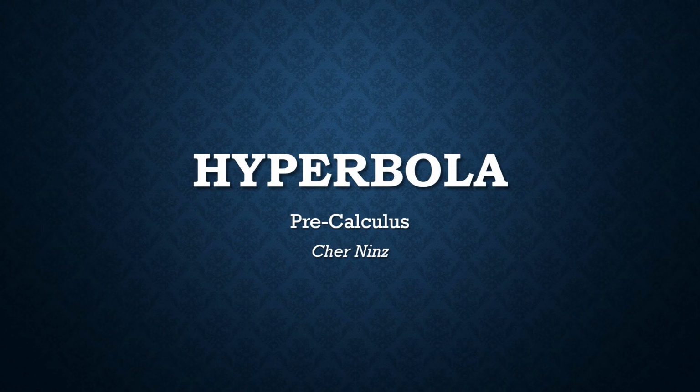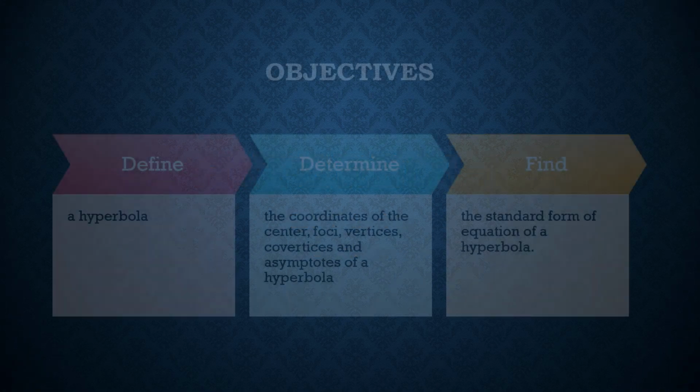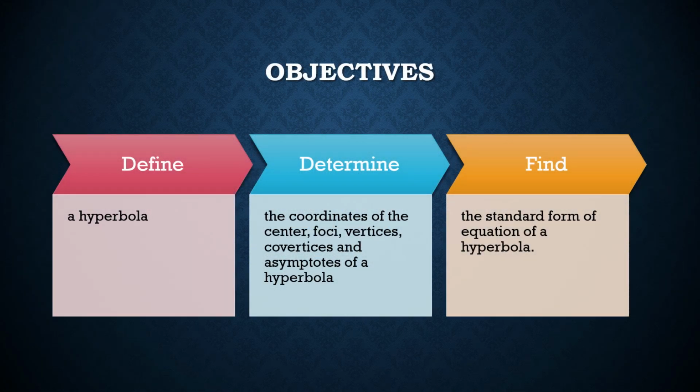Hello, this is Chernins, and for today's lesson, we'll talk about hyperbola. After this, you're expected to define a hyperbola, determine the coordinates of the center, foci, vertices, co-vertices, and asymptotes of a hyperbola, and find its standard form of equation.